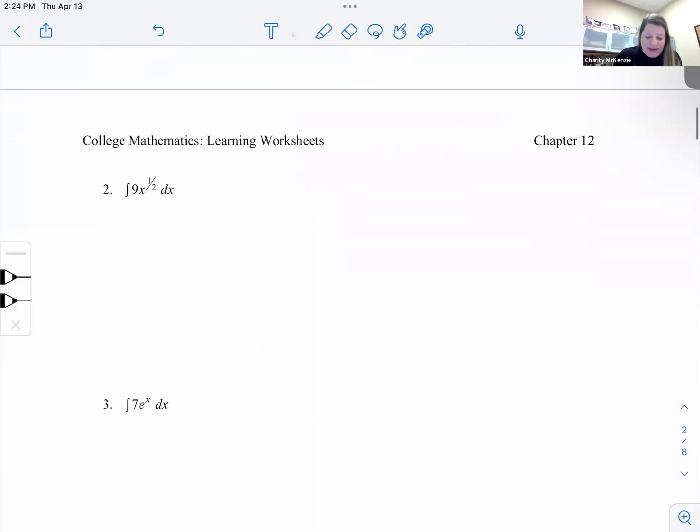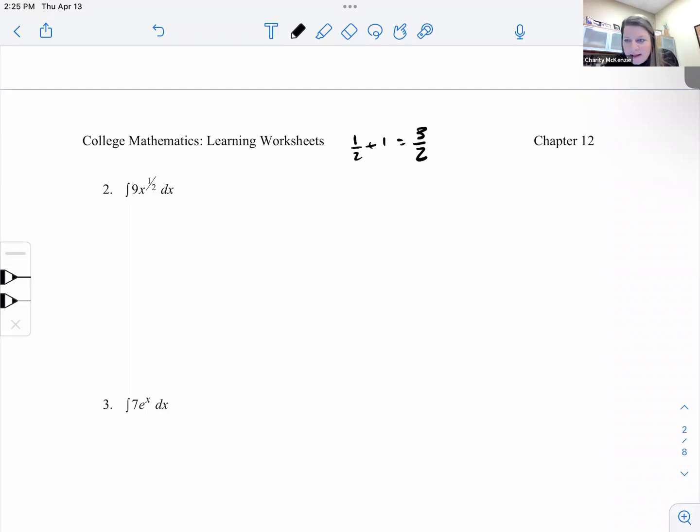All right, so we can do that with fractions too. So this one has 9x to the 1/2 power. Well, what is 1/2 plus 1? Right? 1/2 plus 1. You could think of that as just 3 halves, right? 1 and 1/2. You could get a common denominator if you needed to see that the second one's 2/2.